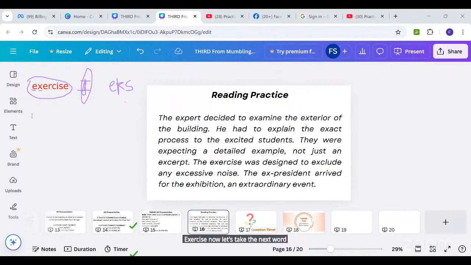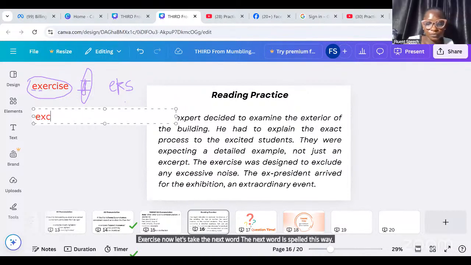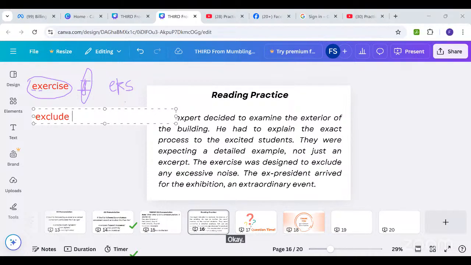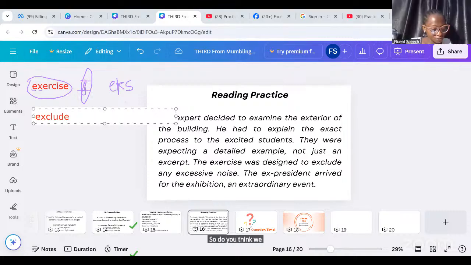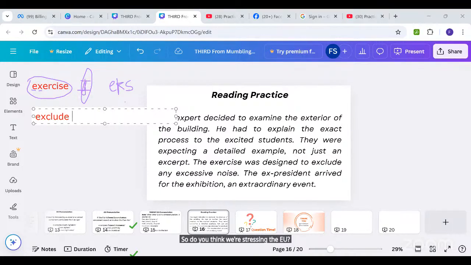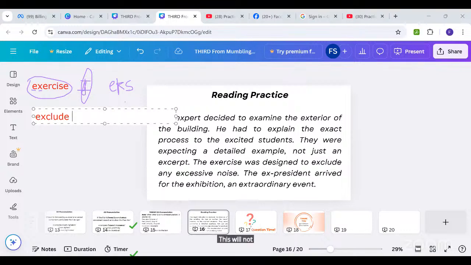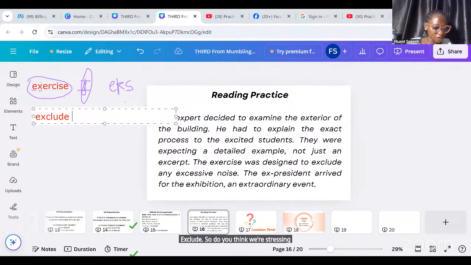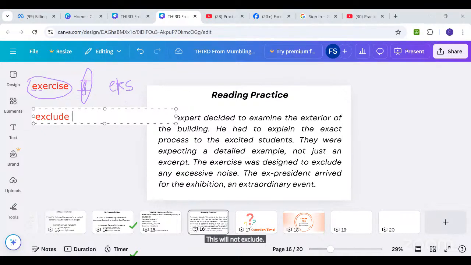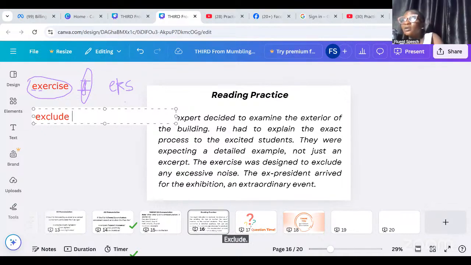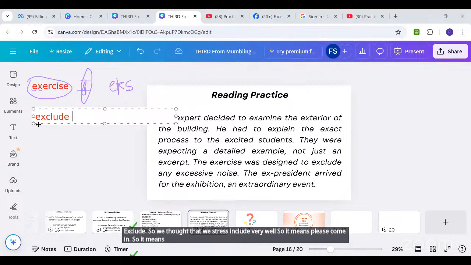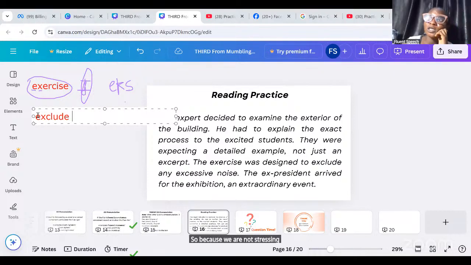Now let's take the next word. The next word is spelled this way. So do you think we're stressing the E? Yes, ma'am. So how do we pronounce the word, sir? It's pronounced exclude. So which part are we stressing? Exclude. So it means we are not stressing the E. Because we are not stressing the E, what sound will the E make?